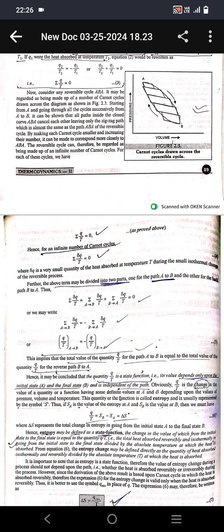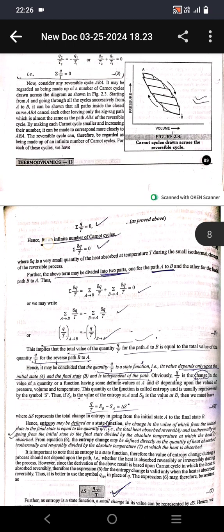This implies that the total value of the quantity Q/T for the path A to B is equal to the total value of the quantity Q/T for the reverse path B to A. Hence, it may be concluded that the quantity Q/T is a state function, that is, its value depends only upon the initial state A and the final state B and is independent of the path. Obviously, Q/T is the change in the value of a quantity or a function having some definite values at A and B, depending upon the values of pressure, volume and temperature.